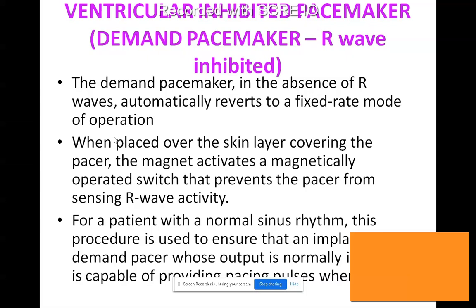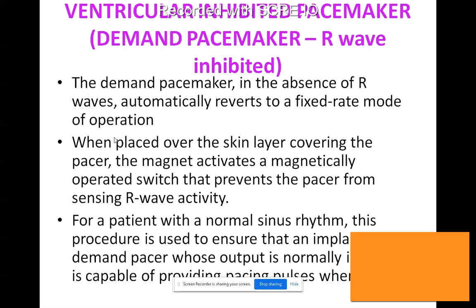The demand pacemaker works in the absence of the R wave. I think you all know the heartbeat waveform PQR. So in the absence of the R wave, this type of pacemaker will automatically revert to a fixed rate mode of operation. So in the absence of the R wave, you will be using this demand pacemaker.